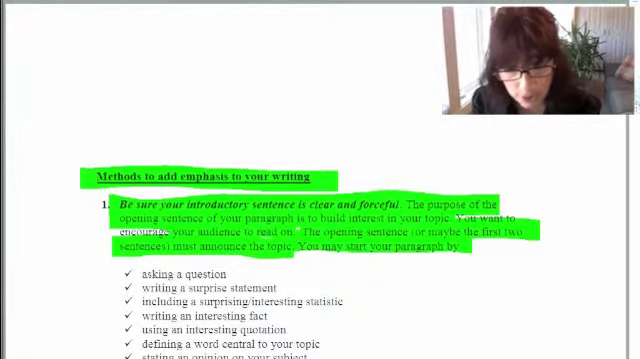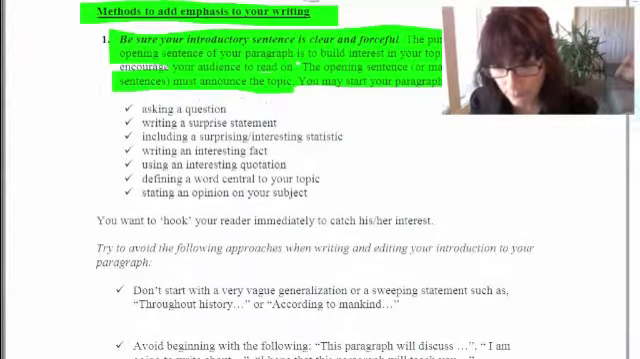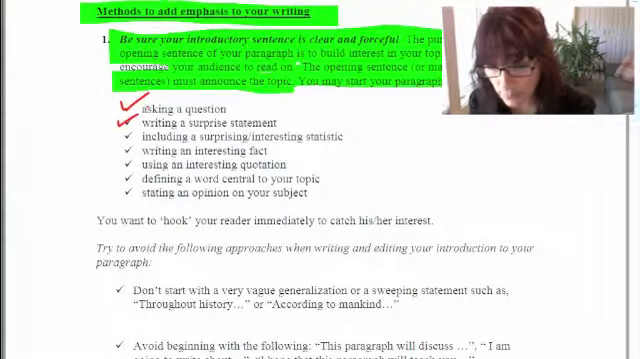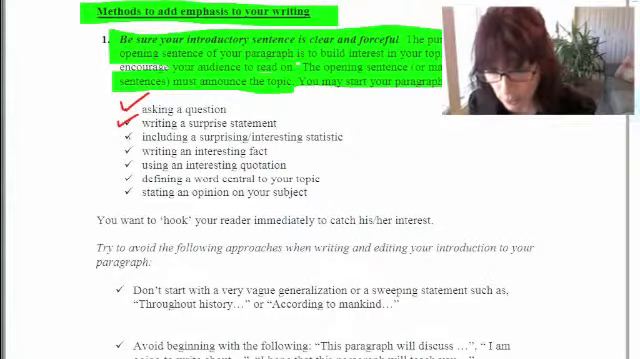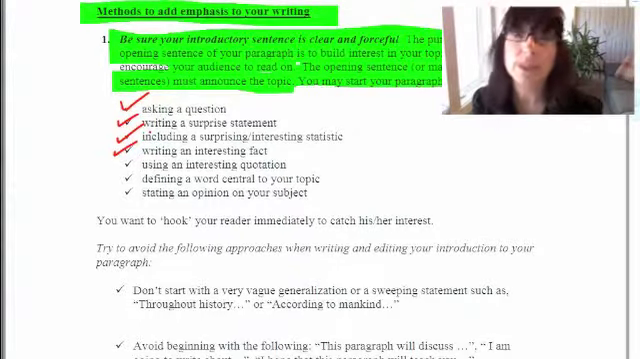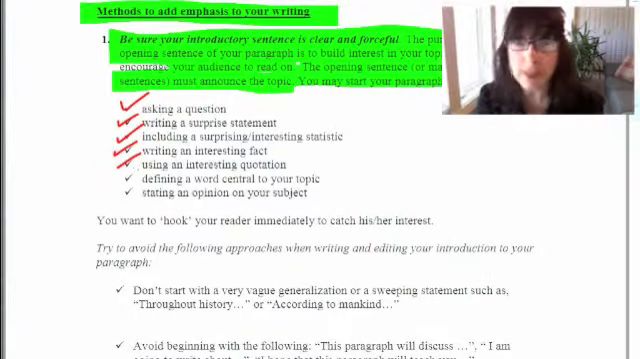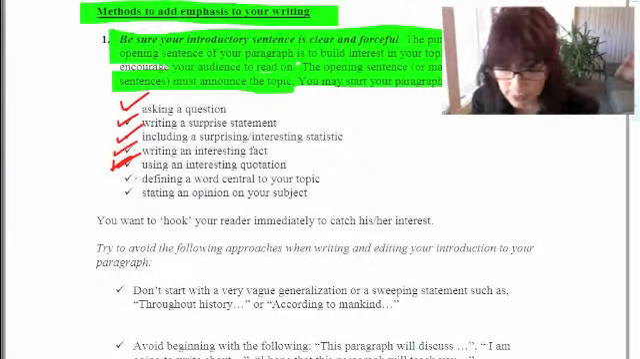So here are some suggestions of how you may want to start your paragraph to get your reader's interest. First, you might start by asking a short question, so that way you're getting your reader thinking. You might start with a surprising statement for a little bit of shock value. You might want to include a surprising or interesting statistic. You may begin with an interesting fact. You might use an interesting quotation, a quote from a famous person, but it should be a very short quotation because it's a paragraph.